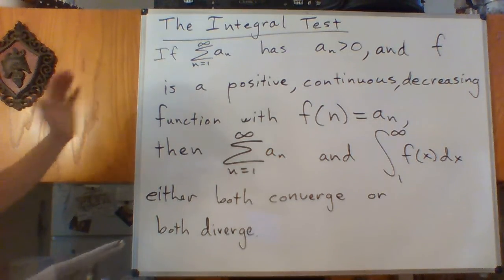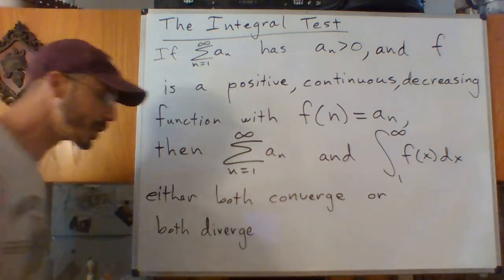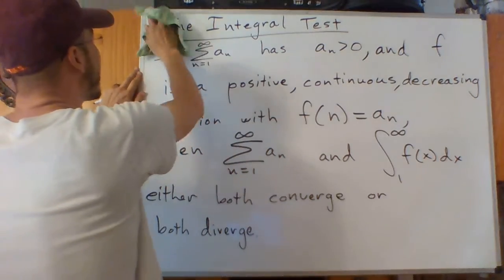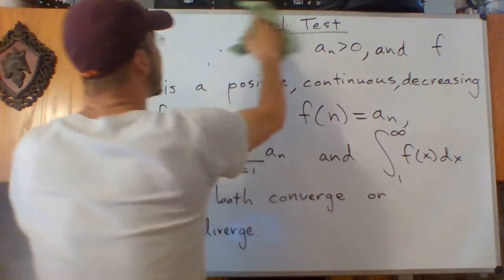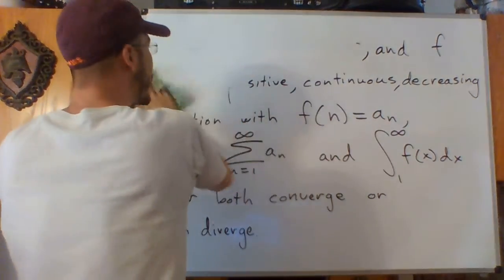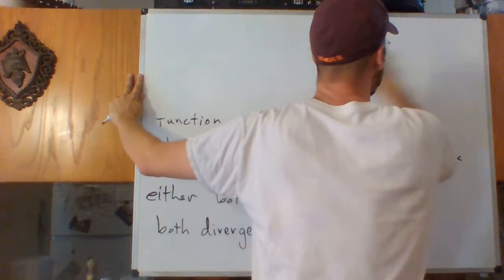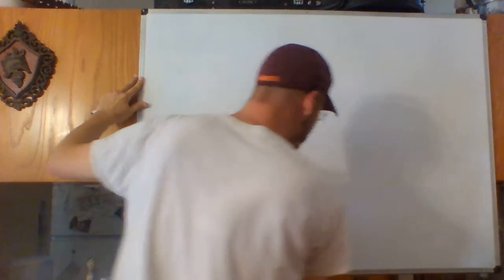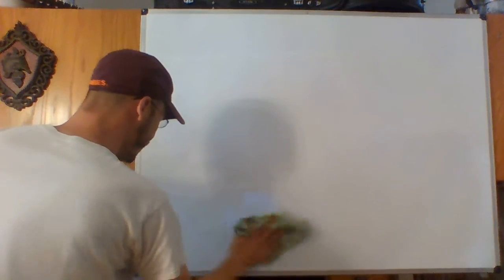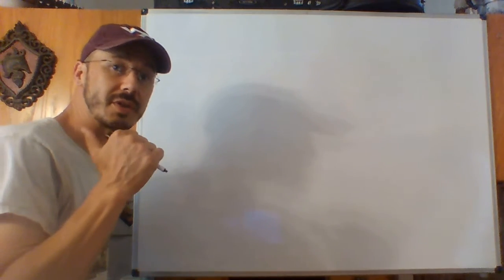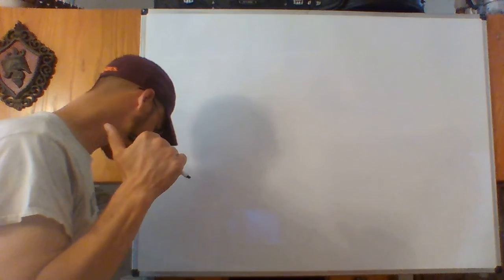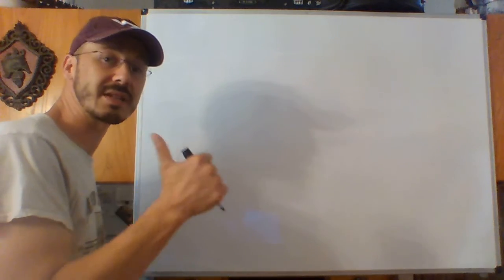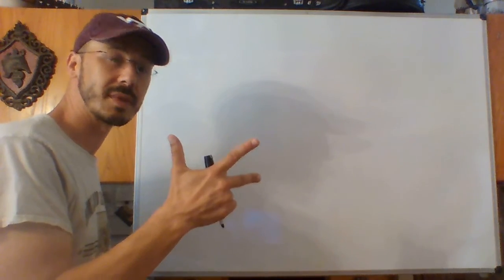So this is the test. We're going to look at a few examples of how to use this. And you'll see that applying the test is much quicker than those first 2 functions that I graphed and tried to explain why. Here, we're just going to use the test. We've got to put some checks in some boxes, though. We've got to make sure our function is positive, continuous, and decreasing for this to apply.